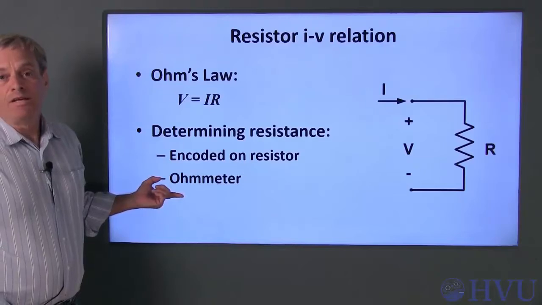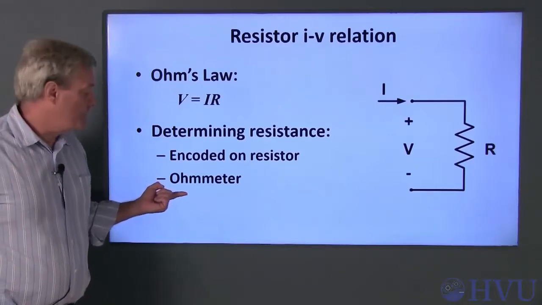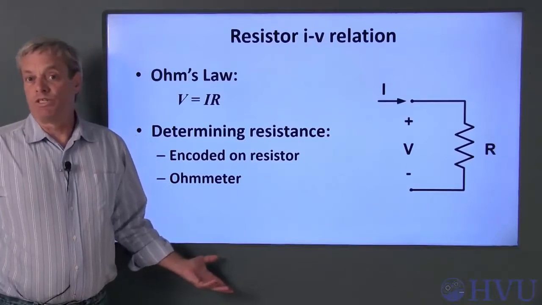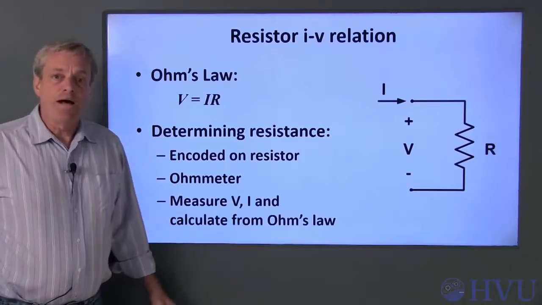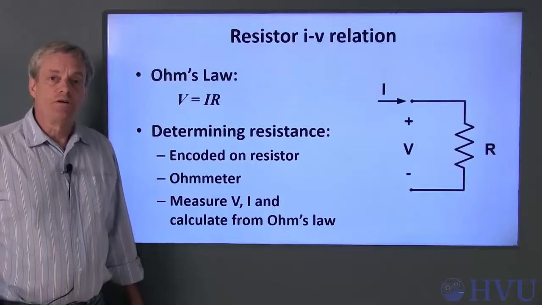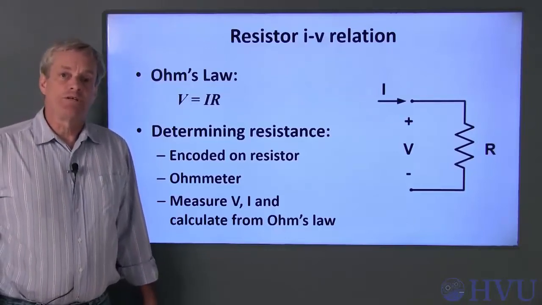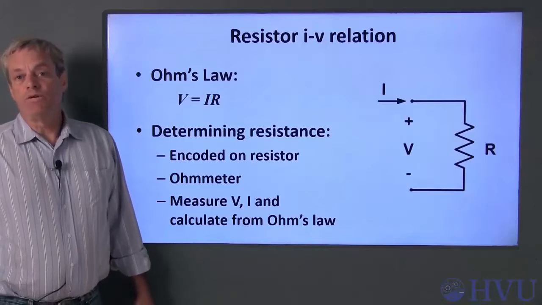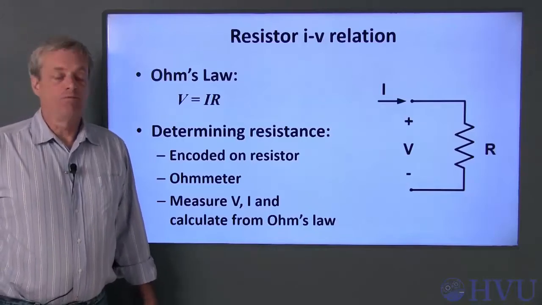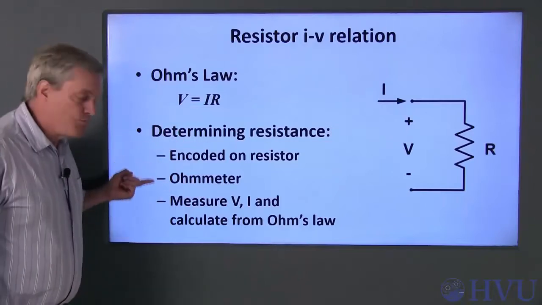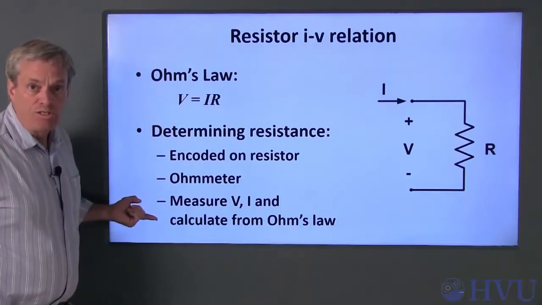DMMs invariably include a resistance measurement function called an ohmmeter, which displays the resistance of a resistor to which it's connected. It's also possible to apply power to a resistor, measure the resistor's voltage difference and the current through the resistor, and use the relationship between voltage and current to calculate the resistance via Ohm's law. In this video, we'll talk at least briefly about all of the above approaches.